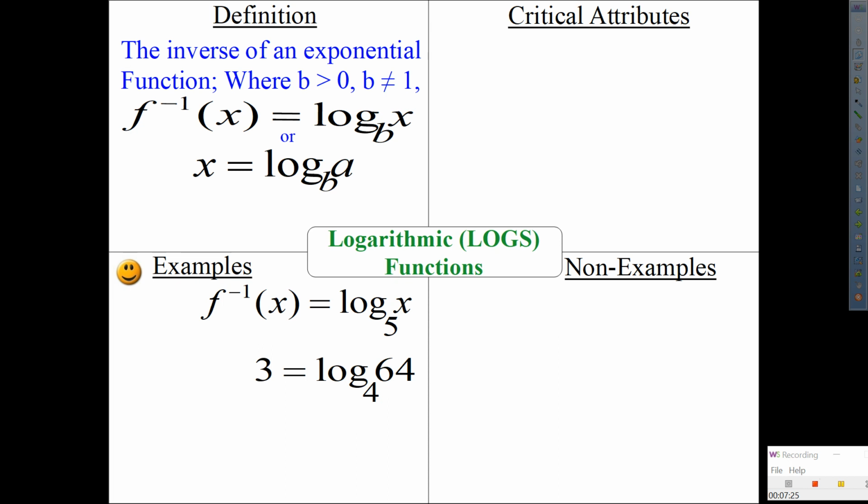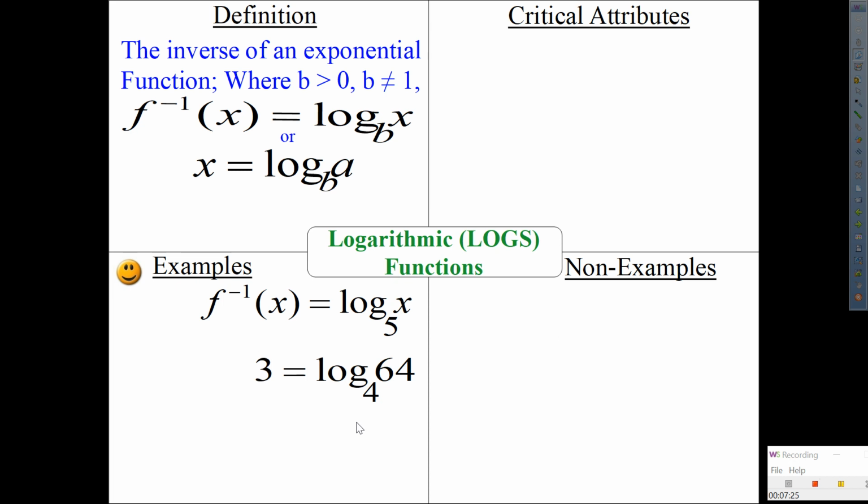Now, according to the definition, it's the inverse of an exponential function, which means it's still a function. That's why it says logarithmic function. Do we have an equal sign? Yes. Does it look like a function? Yes. But what is the one thing that really jumps out at you in these functions?